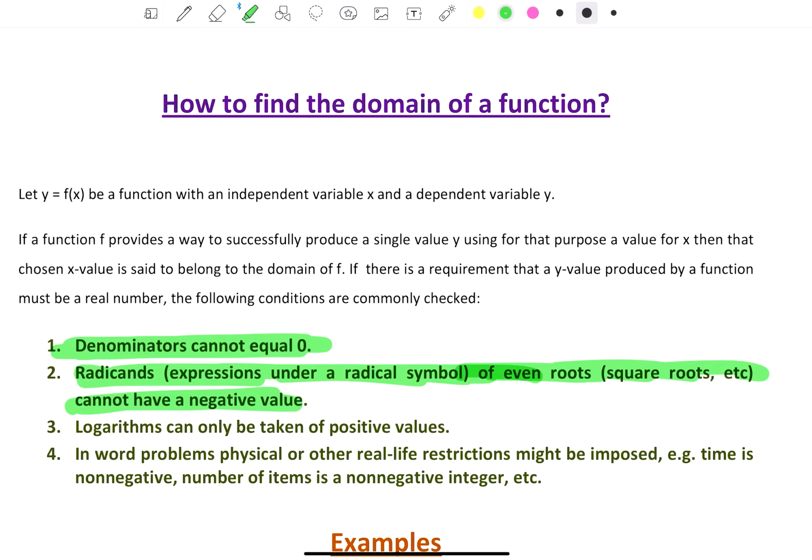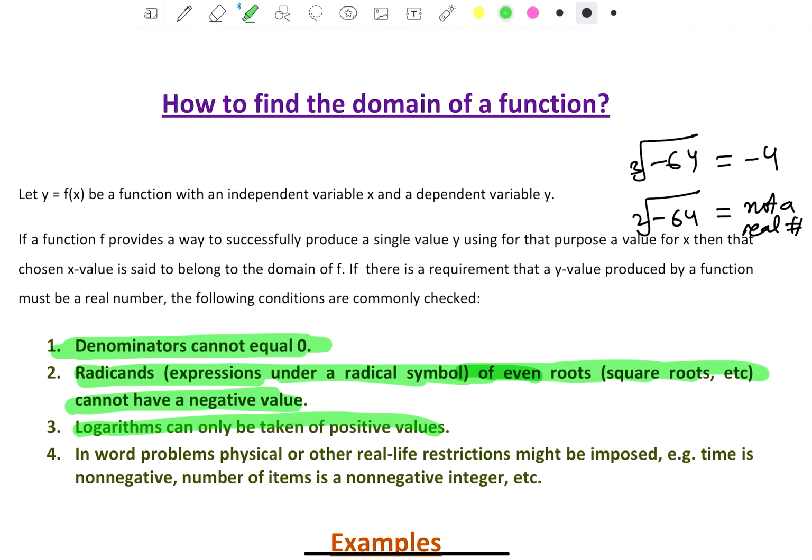For odd roots, we don't care, because for odd roots, you can have a negative or positive radicand, you will still have a real output. For example, the cube root of negative 64 is negative 4, but the square root of negative 64 is not a real number. Next restriction is logarithms can be only taken of positive values. Log of 0 or log of a negative number does not exist. So if you have a logarithmic expression, it doesn't matter what the base is, whatever you're taking the log of should be positive only.